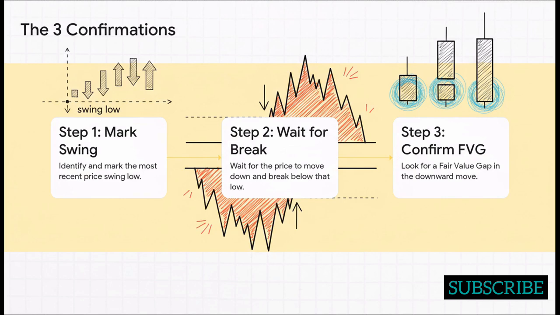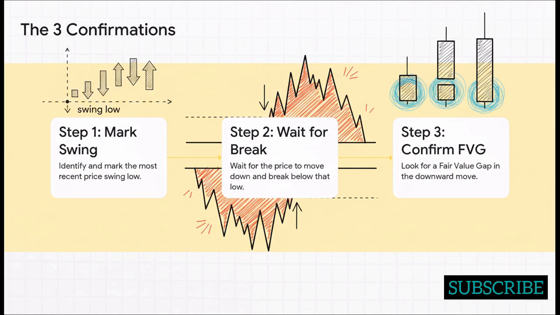Okay, so step one, you're going to look at the price action just before our rejection candle formed. Find that most recent little dip, that swing low, and just draw a line there. That's it. That line is now our line in the sand. For step two, all you have to do is wait. I know it's the hardest part of trading, but you have to patiently wait for the price to move down and take out that swing low you just marked.